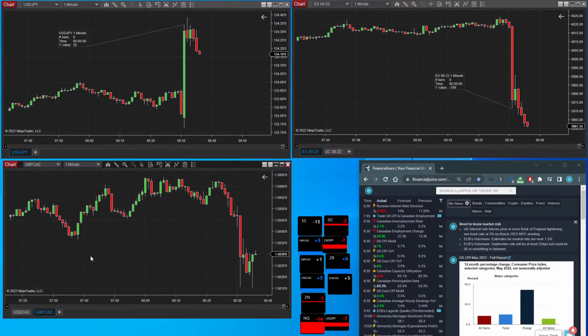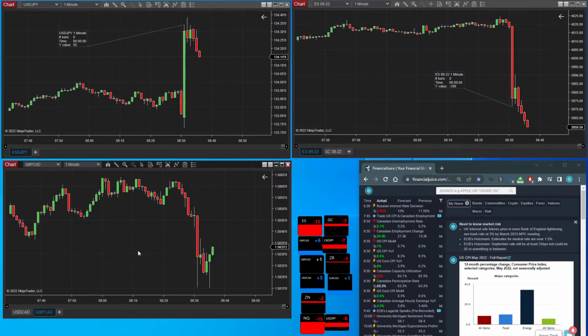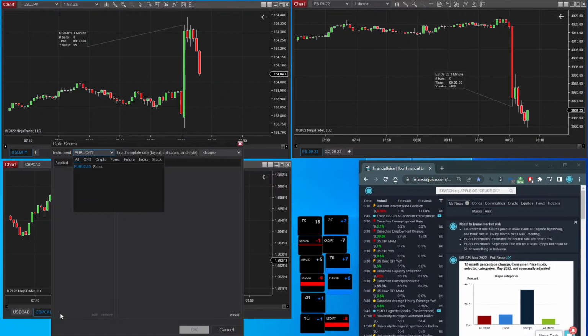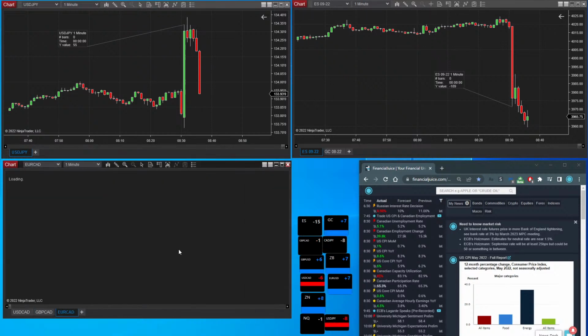GBP CAD, so looking at the employment data then for Canada, which is better than expected. Okay, so that's seen about 31 and a half pips down. Let's have a look at EuroCAD too. And also, what I should have done for the last ones, is look at the Canadian dollar with the New Zealand dollar and the Aussie dollar too. So let's make sure we do that now then.